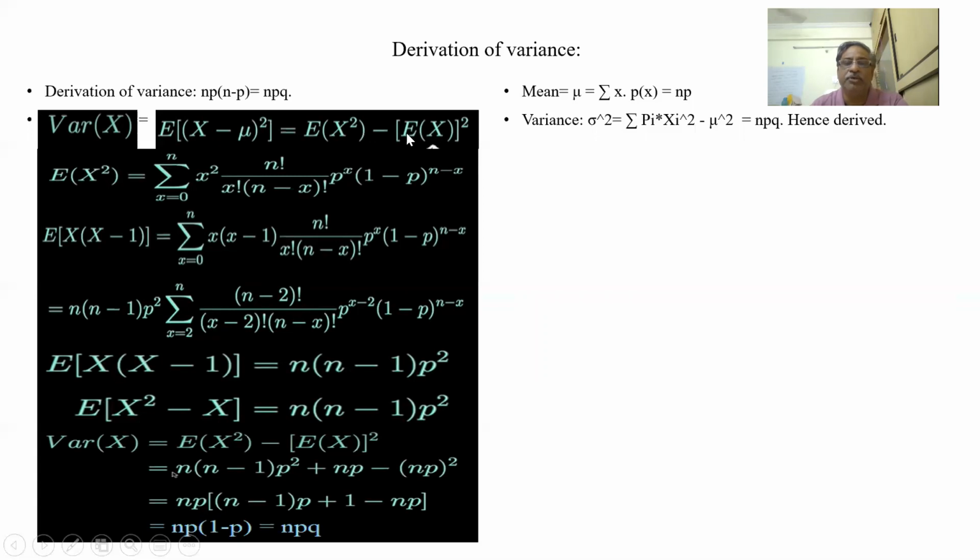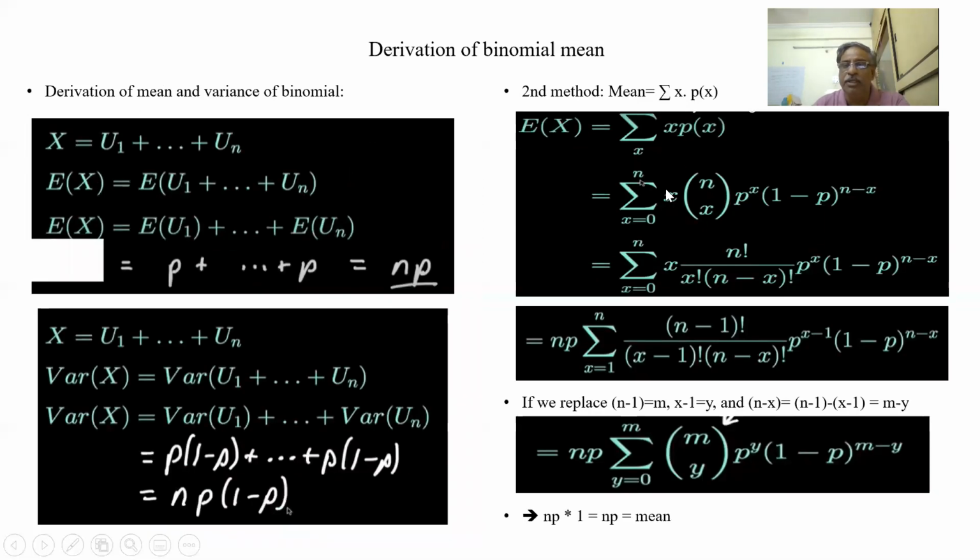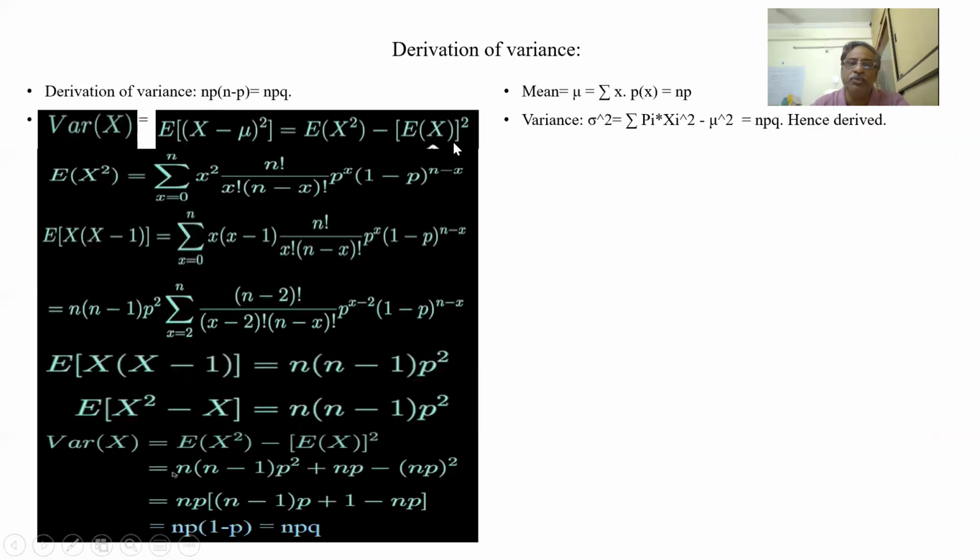This is x into p whole square. X into p is the mean, sigma x into p of x. So this we know: np. Let us calculate E of x square. We are only concentrating on E of x square. That means x square into nCx, p to the power of x, q to the power of n minus x.